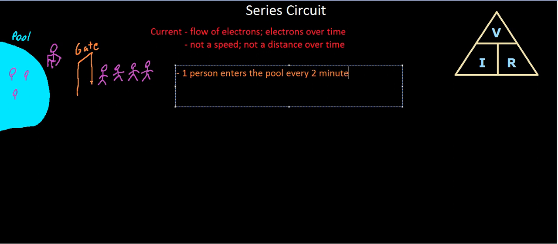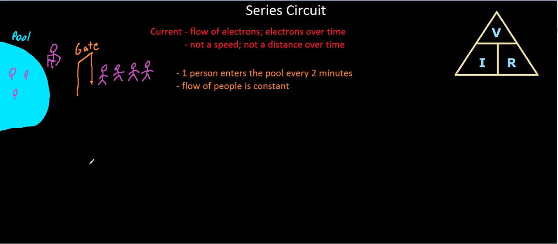And what I mean when I say that flow is not a speed, or current is not a speed, is it doesn't matter how fast they're going. On the right, they're staying still. On the left, they're jumping in the pool super fast. So even though their speed is clearly changing, the flow of people entering the water is constant on both ends of the gate. And this concept is just as true in a circuit. So let's look at that.